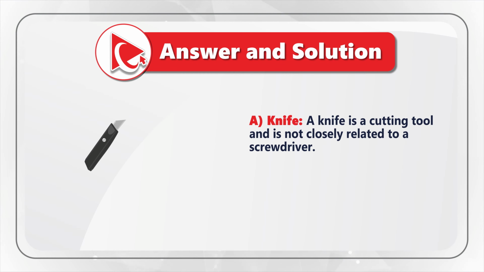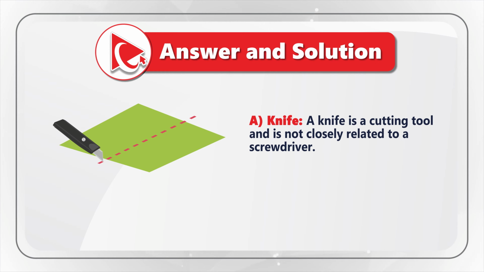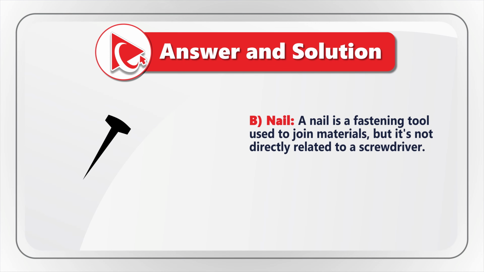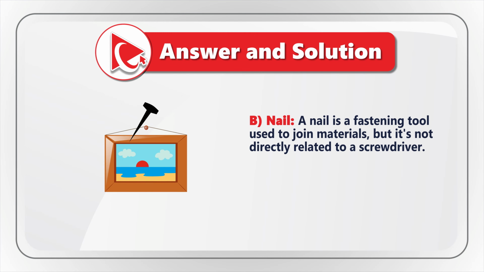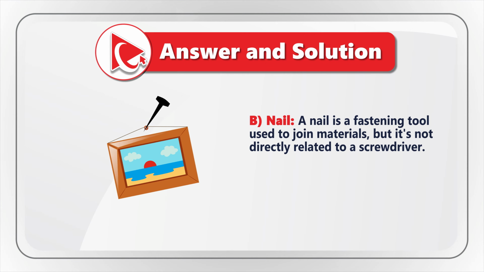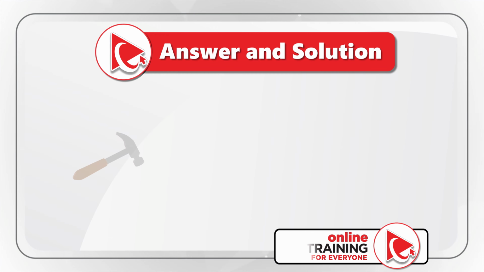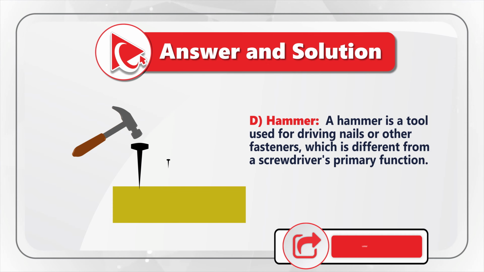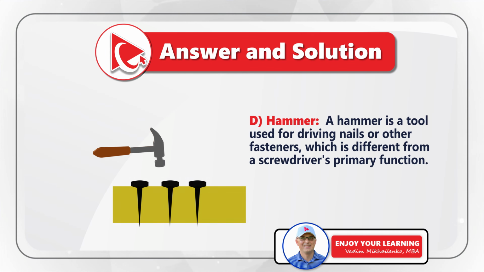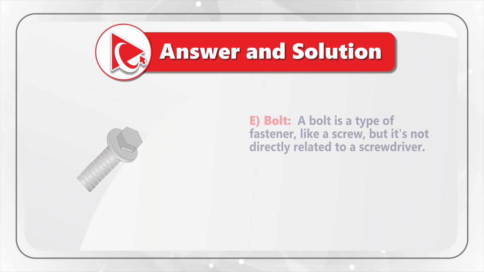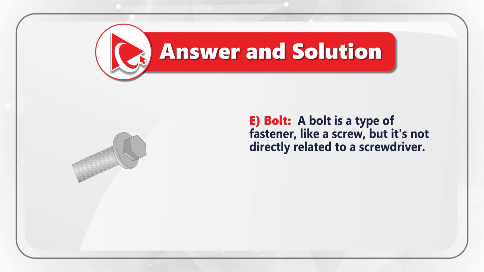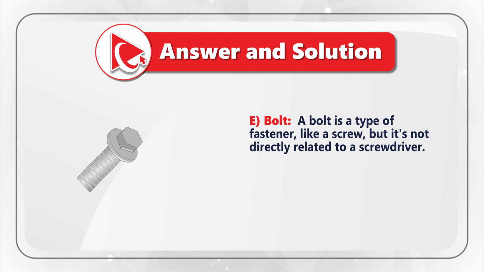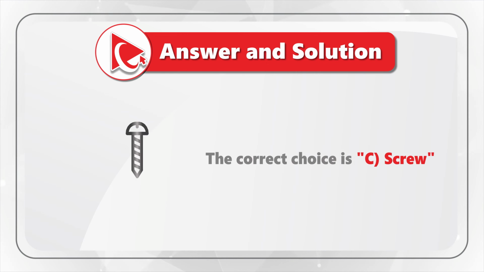I think choice A is a knife. A knife is a cutting tool, and it is not closely related to a screwdriver. Choice B is a nail. A nail is a fastening tool which is used to join materials, but it's also not directly related to the screwdriver. Choice D is a hammer. And a hammer is a tool that's used to drive nails or other fasteners, which is different from a screwdriver's primary function. And choice E is a bolt, which is a type of fastener, like a screw, but it's not directly related to a screwdriver. So, as you might have guessed, the correct answer here is choice C, screw.